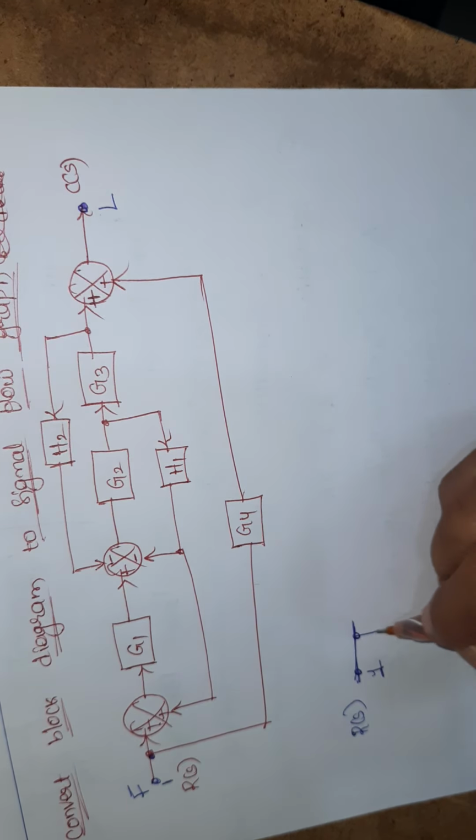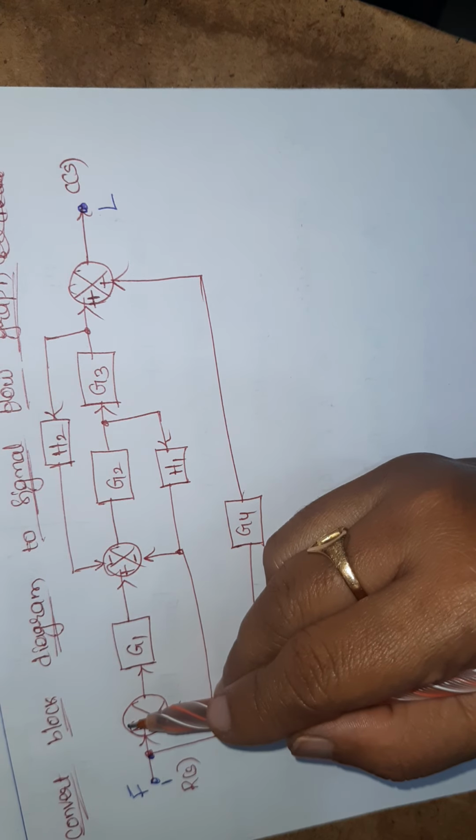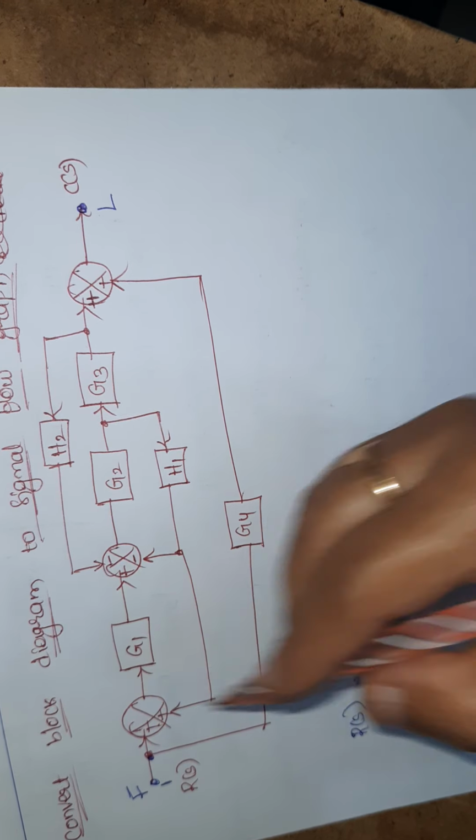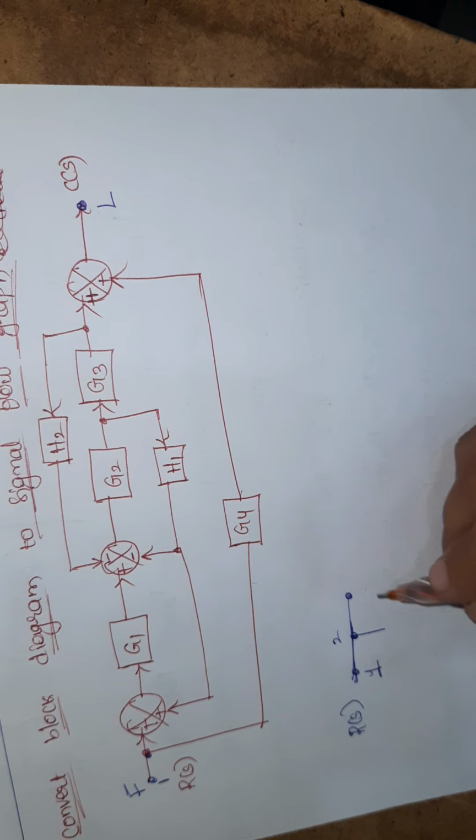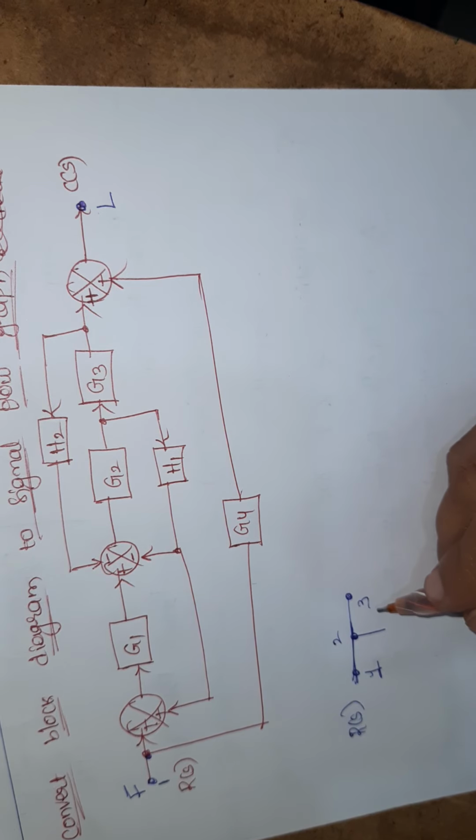Okay, from here a branch is going out like this. This is the second node. Next this is a summing point, and this summing point is also acting as a node here. Okay, this is 3.